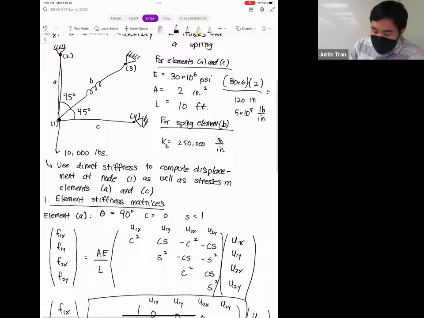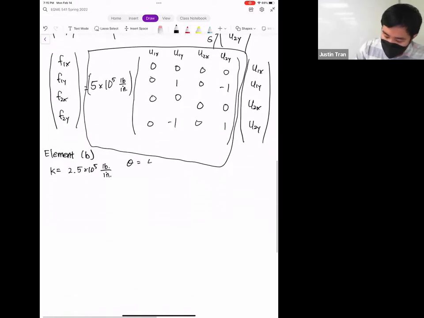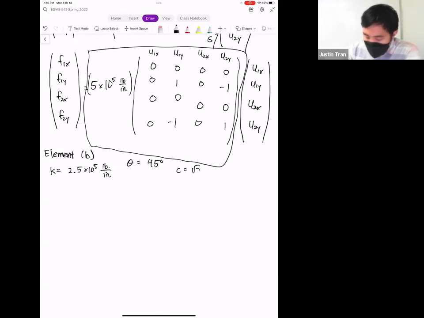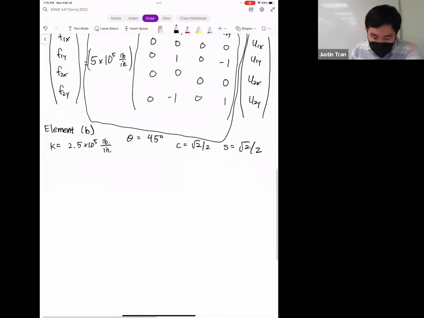The theta for this element, you can see here that our element B is rotated up by 45 degrees, right? And so if the node 1 is down here, the node 3 is up here, and we draw a line just like that, we can see in order to get to that point, we had to rotate counterclockwise 45 degrees. So we have theta here is equal to 45 degrees. Cosine of 45 is, of course, root 2 over 2. Sine is root 2 over 2. And we can go ahead and start filling in the matrix using the exact same formulas that we have up there.